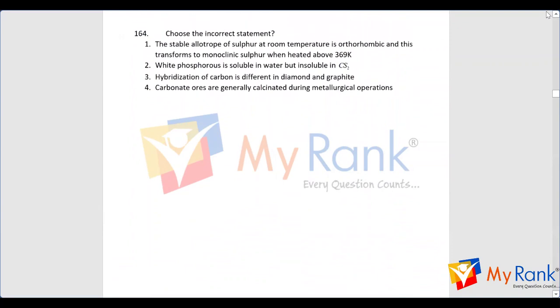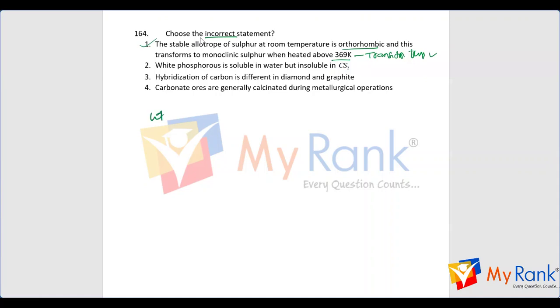Choose the incorrect statement. The stable allotrope of sulfur at room temperature is orthorhombic. Yes, orthorhombic. And it transforms to monoclinic sulfur at 369 Kelvin. This is simply called the transition temperature. First statement correct. White phosphorus is soluble in water but insoluble in CS2.